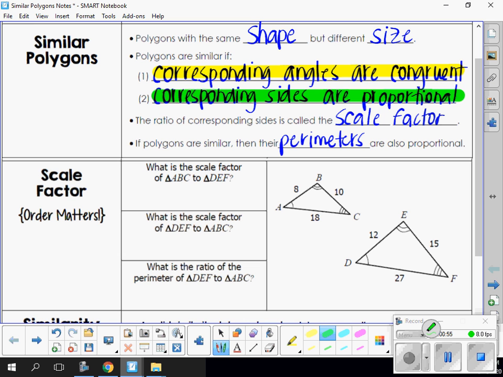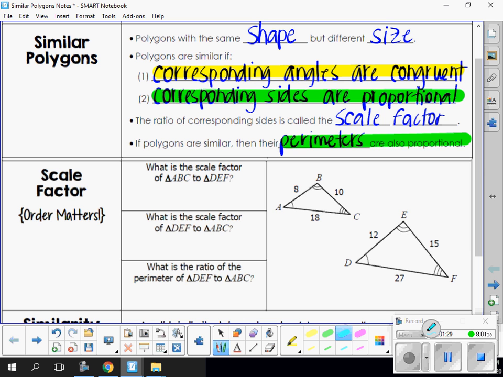A proportion is a ratio, so a comparison of two quantities. So proportional means that they're going to simplify down to the same fraction or the same decimal. They're not going to be equal, but it's going to be the same comparison then. The ratio of corresponding sides is called the scale factor, so again, a word that we used when we did dilations. And if polygons are similar, then their perimeters are also going to be proportional. Not congruent, proportional. So just keep that in mind that we're working with the word proportional for our sides, congruent for our angles.